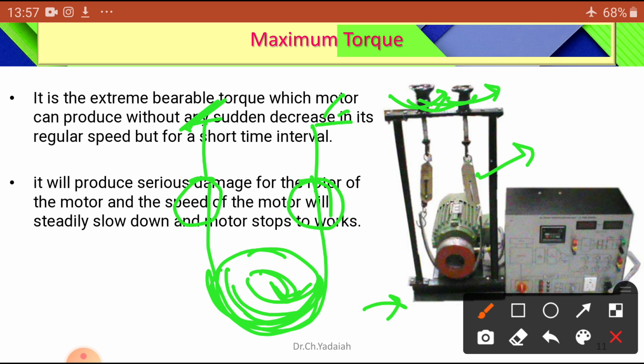Okay. So let us see the conditions at which the maximum torque is produced in the rotor. We are going to derive this. Okay, let us do it.